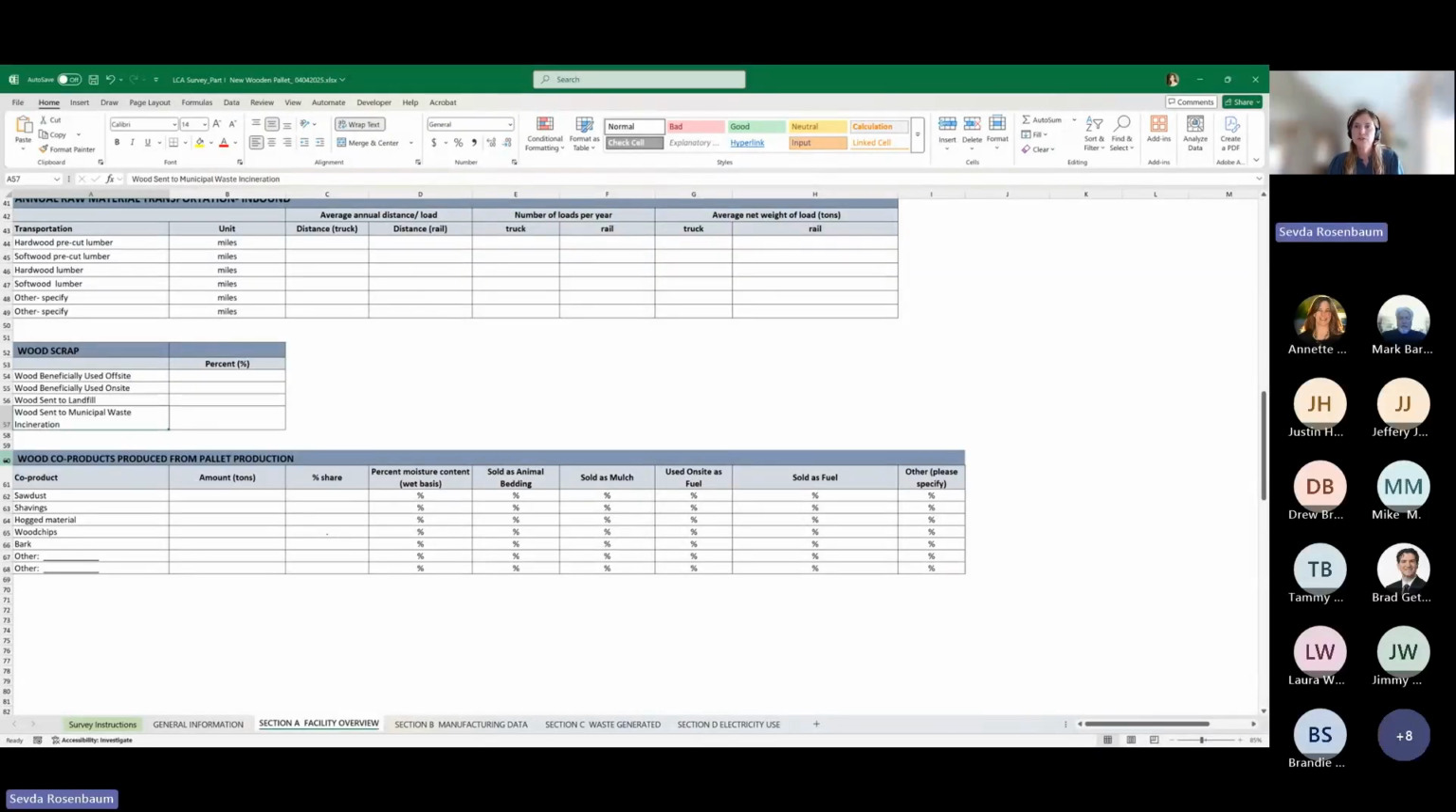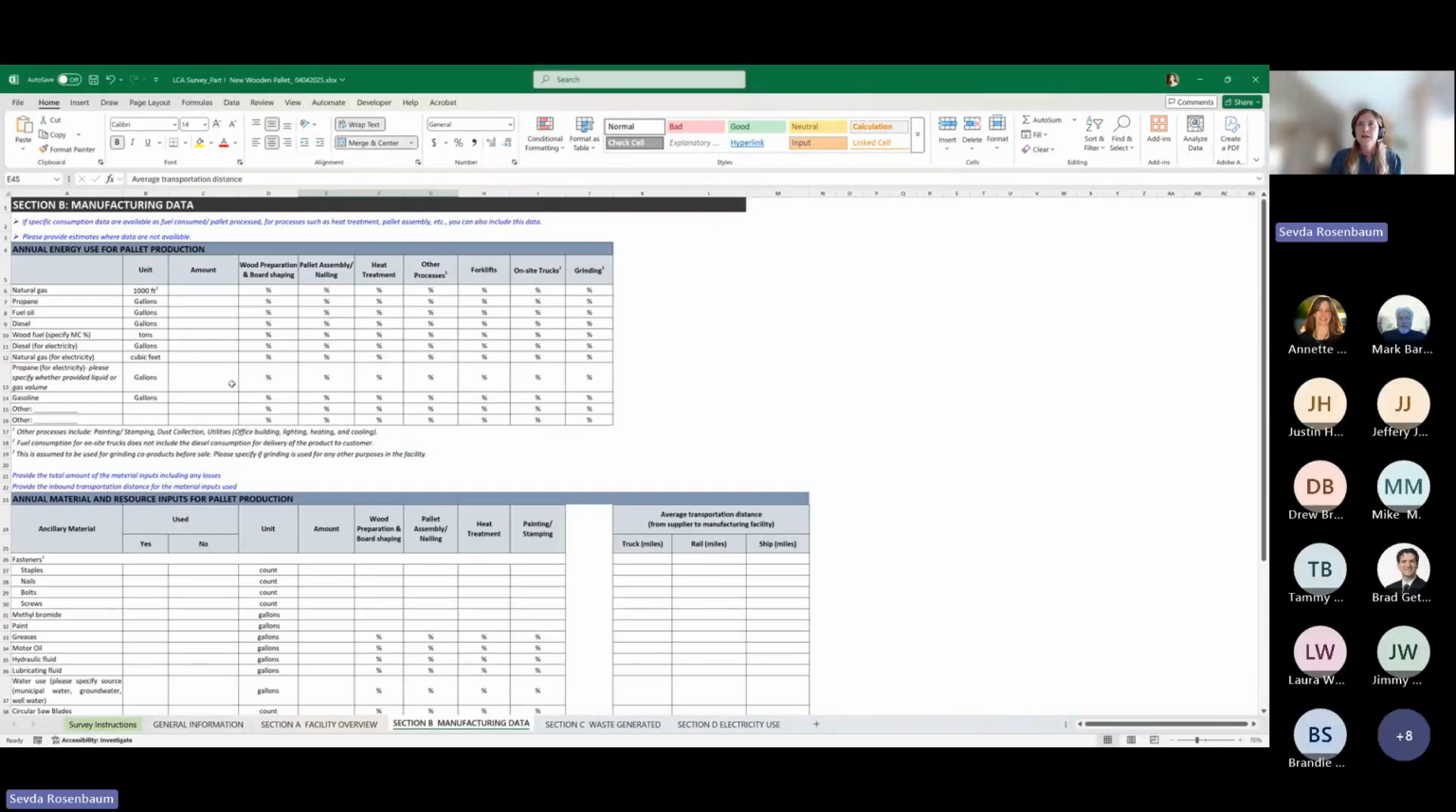So we would like to differentiate the co-products from the wood waste. The waste might be recycled. So anything that doesn't have economic value will be reported in the section C, which is the waste generated. And anything generated as wood scrap and sold as will be considered as co-products. And in here, we are looking to understand what's the amount and what's the destination. So it can be reported in the LCA report.